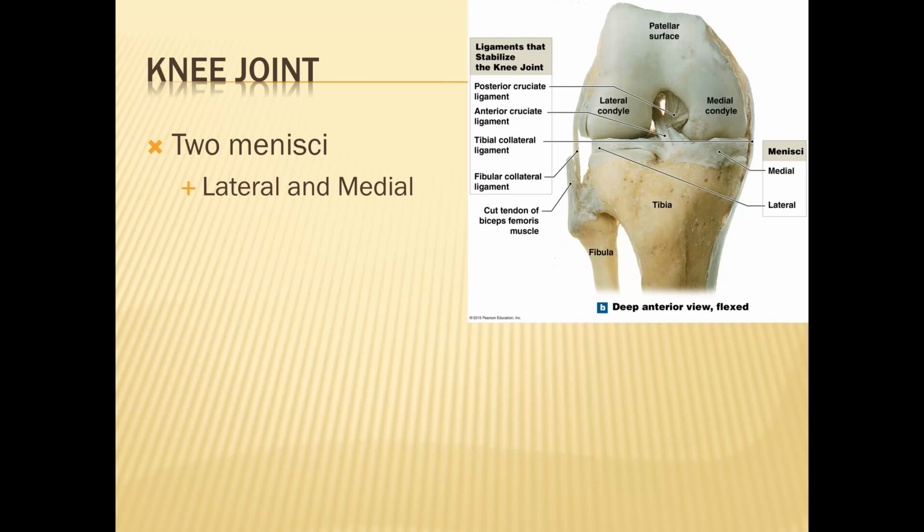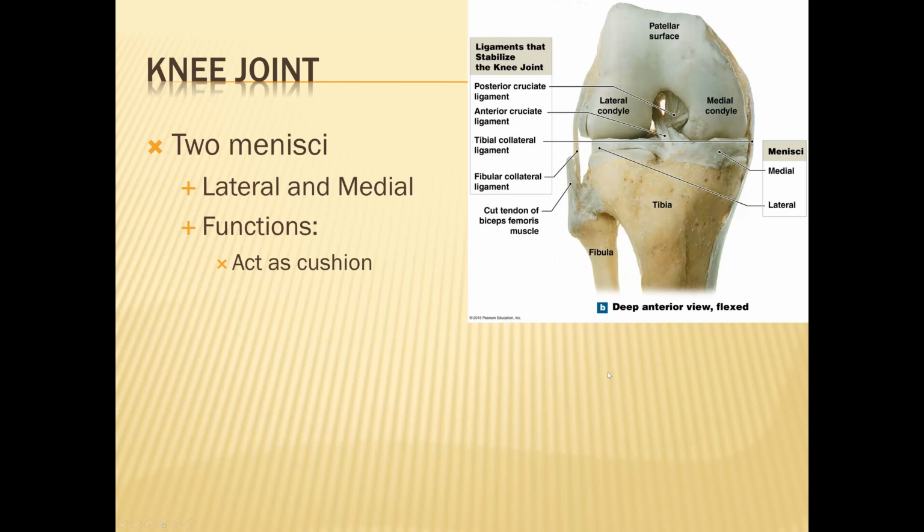So the knee joint has these 2 fibrocartilage pads called menisci. So meniscus is singular and menisci is plural. So you have a medial meniscus between the medial condyle of the femur and the medial condyle of the tibia, and a lateral meniscus between the lateral condyle of the femur and the lateral condyle of the tibia. So these are 2 fibrocartilage pads.